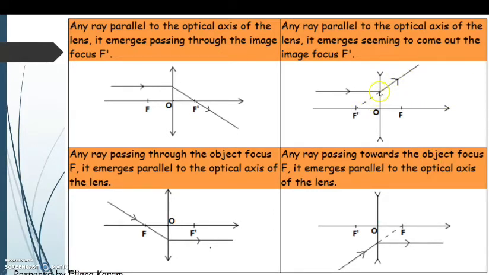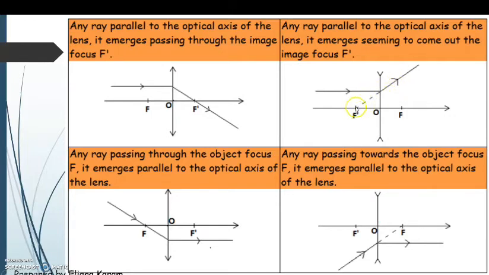When the parallel ray hits the diverging lens, it's going to spread out. How much should we spread it out? This depends on the image focus of the diverging lens. If the image focus is over here, it's going to spread out. We link F prime with the point of incidence over here, and we have 2 points, so we can make a straight line.